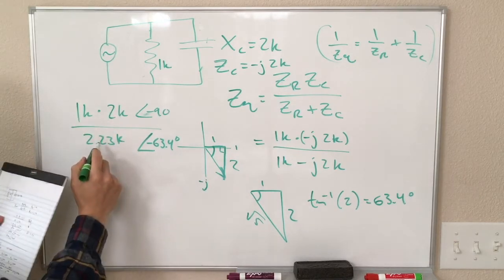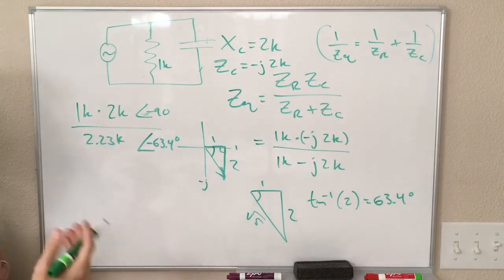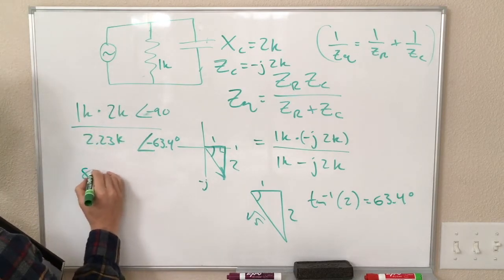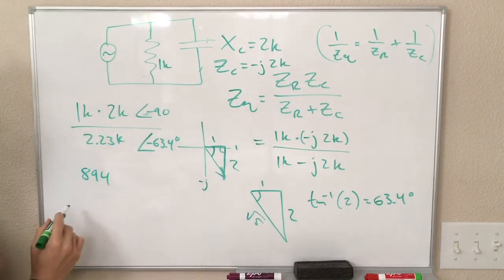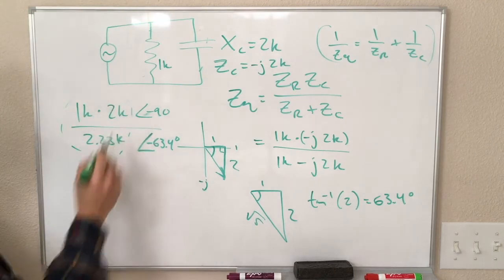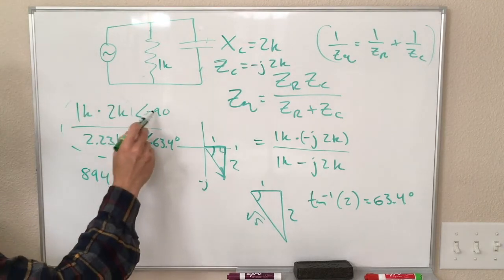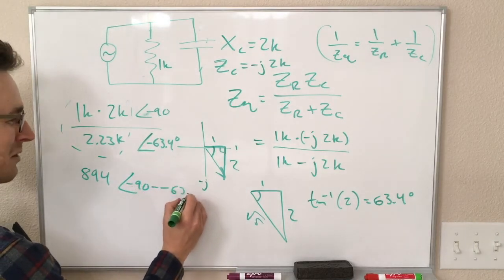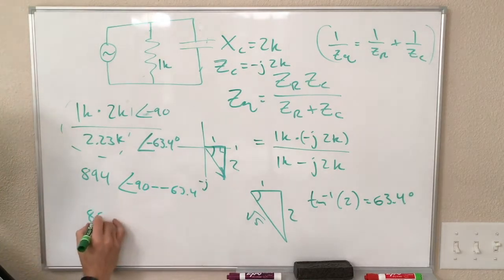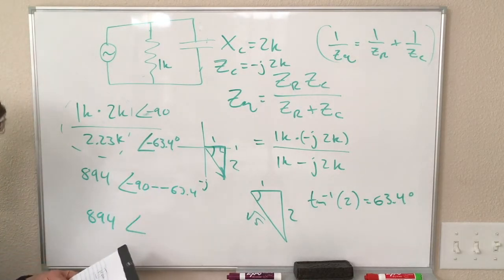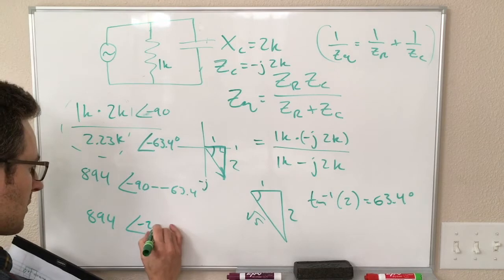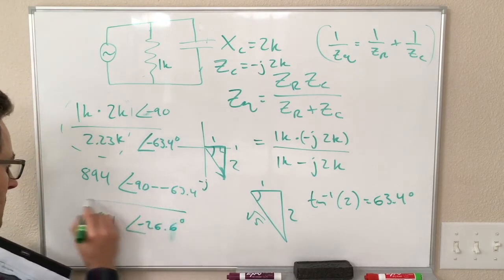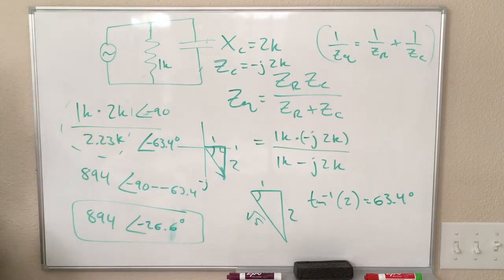1 times 2 divided by 2.23 is going to give us 0.894. So that's 0.894 thousand, which is going to be 894 for this whole piece. Then we have our angles. So this is at an angle of minus 90 minus 63.4. And so that is going to give us an angle of minus 26.6 degrees. So that is our final answer.